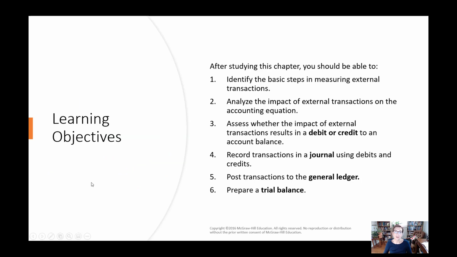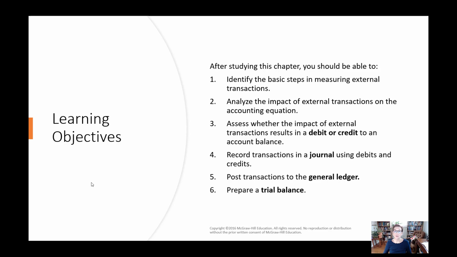So our learning objectives for this chapter are to identify the basic steps. So we're going to look at the steps in measuring external transactions, so transactions with other companies. And then we're going to look at how those transactions affect the accounting equation. We're learning about debits and credits in this chapter. And debits and credits are tricky, but they're doable. So we're going to talk about the best way to approach debits and credits.